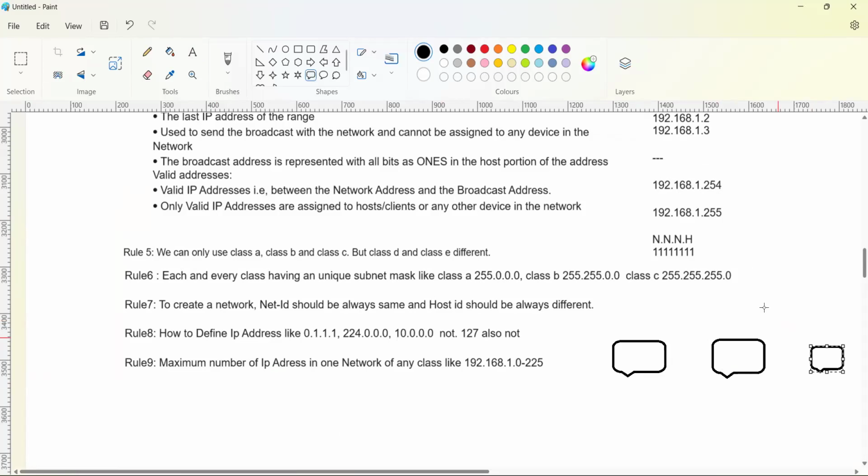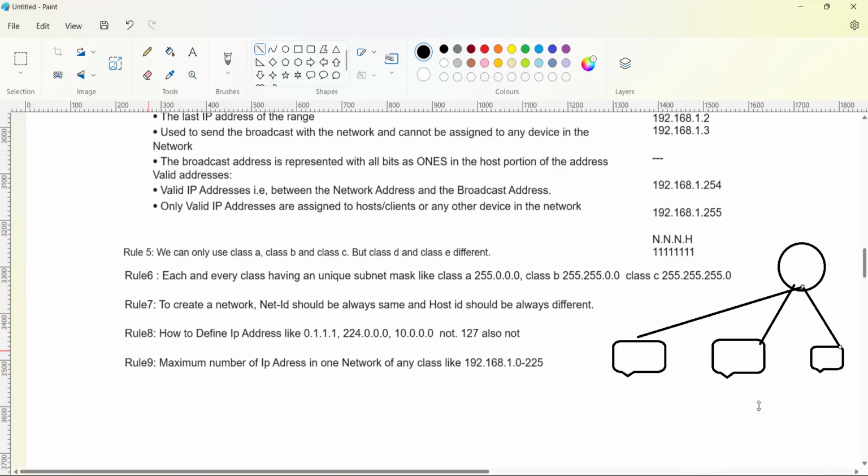This is one network within a LAN. This is the default gateway, and you give different IP addresses to each and every device. But the network ID should be the same. Within a LAN, the network ID should be the same, but the host IP is always different.